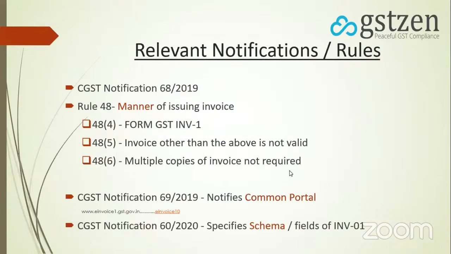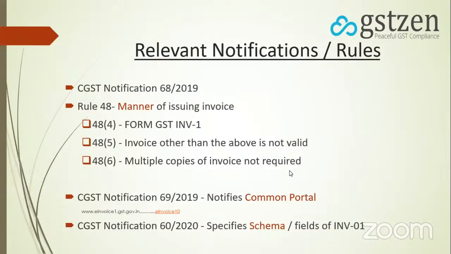So these are the notifications that I was discussing. CGST notification 68/2019 brought into force, it implements e-invoicing. Rule 48 gives the invoice, the form, and which invoices would not be valid, and that multiple copies of e-invoice are not required. Then notification of the common portal, that is the e-invoice portal. And the last one, 60/2020, notifies the schema, that is the fields that should be present in the e-invoice, as well as the manner and the validations of the schema.